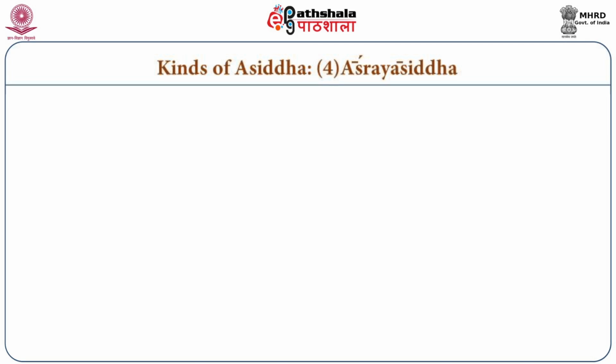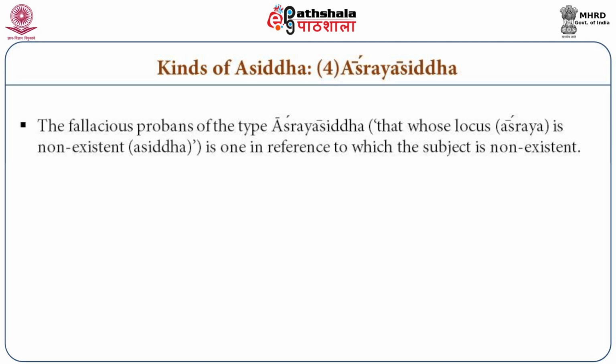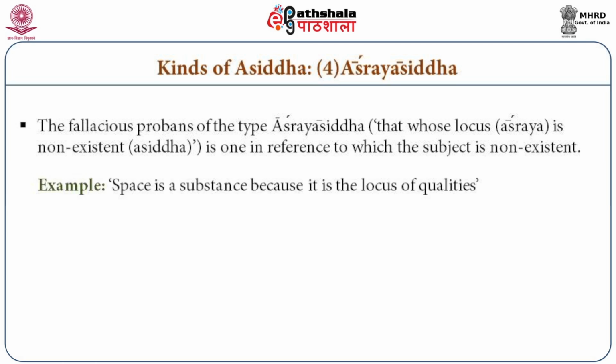And then the fourth one is ashraya asiddha. Ashraya means substratum or locus. So, when the locus of the probans is asiddha, unproved, non-existent, then it will be a case of ashraya asiddha. For example, space is a substance because it is the locus of qualities.